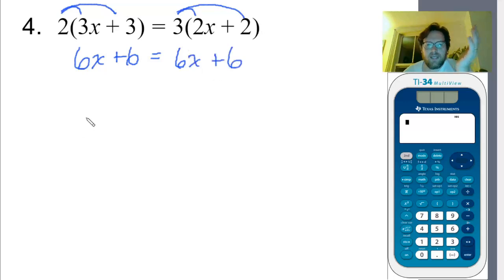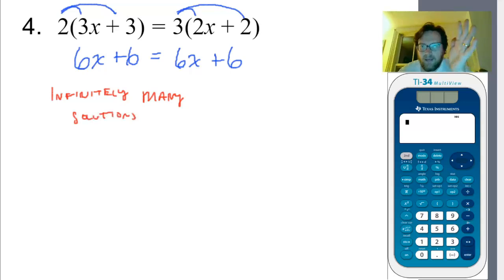6x plus 6 equals 6x plus 6. This is called an identity. It means that it's the same thing on both sides of the equation. And when this happens, it means that any value of x that you plug in will work. So there are infinitely many solutions. Any number you plug in for x is going to work. Infinitely many solutions.